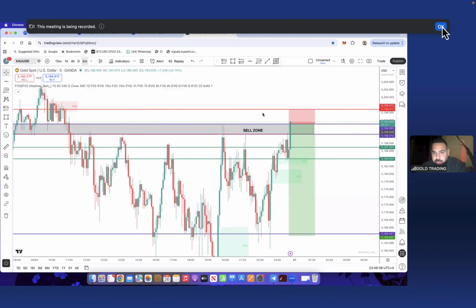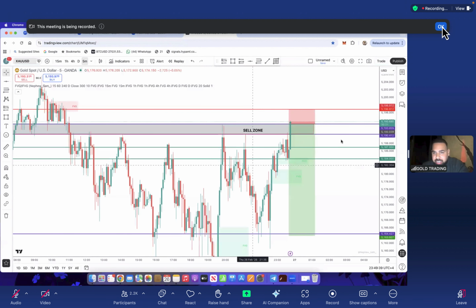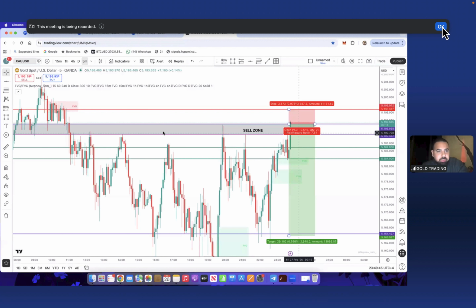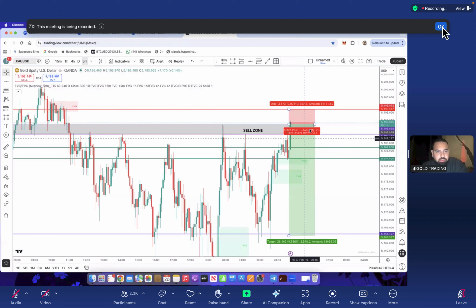So all I'm going to do now, guys, is wait to see how this plays out. There's only 16 seconds left, and then I'll get an idea. Sometimes we can get a reaction from here, catch 30 pips down.